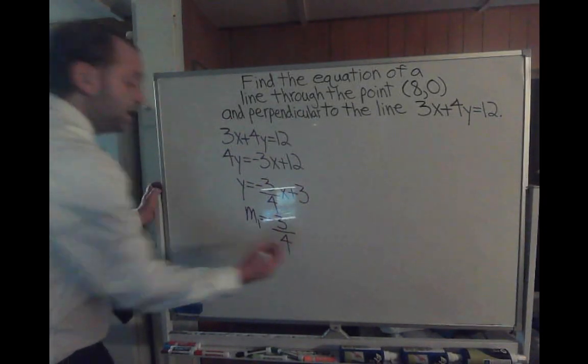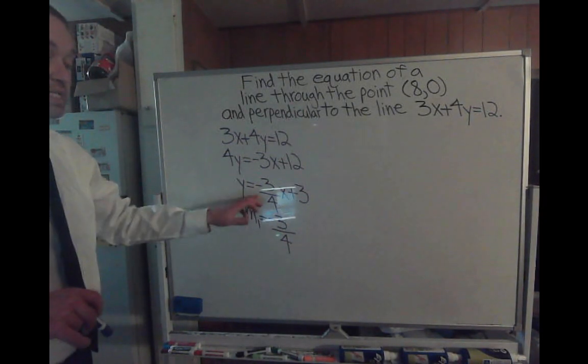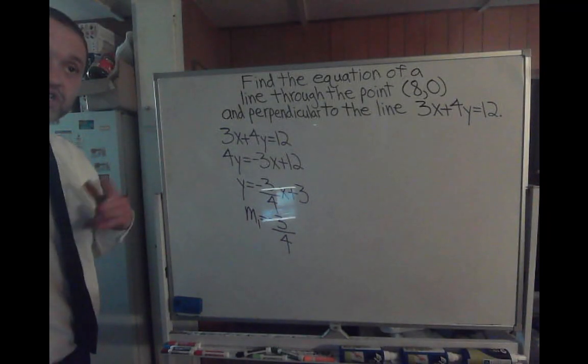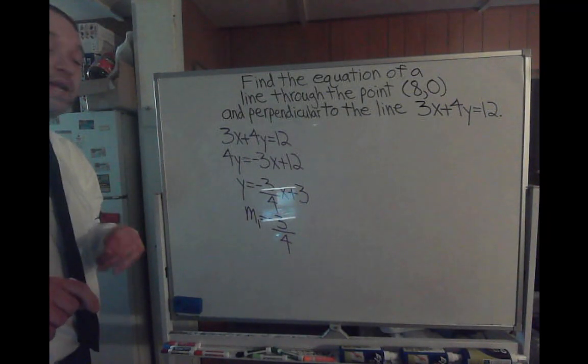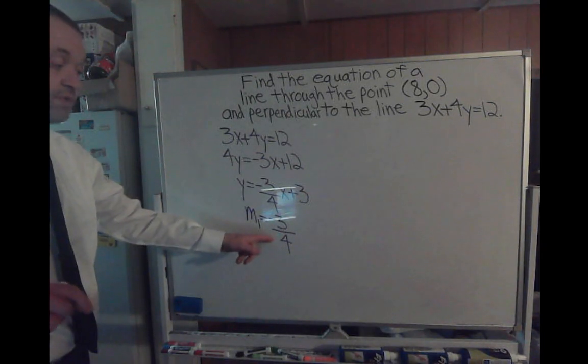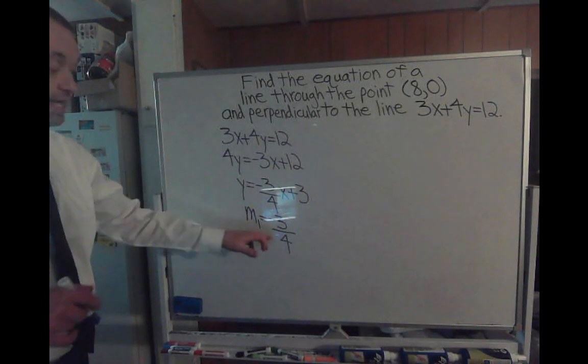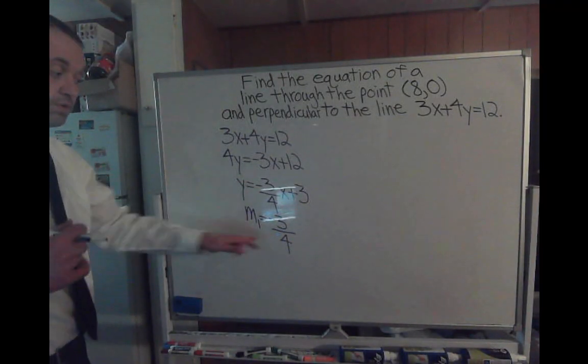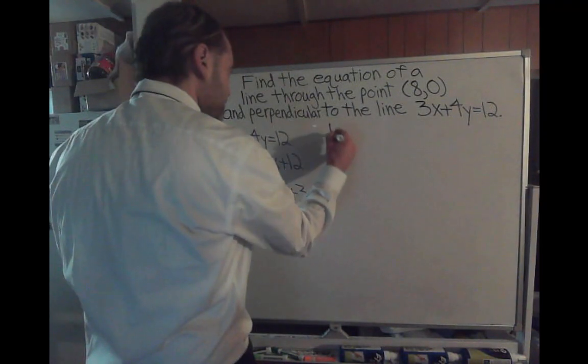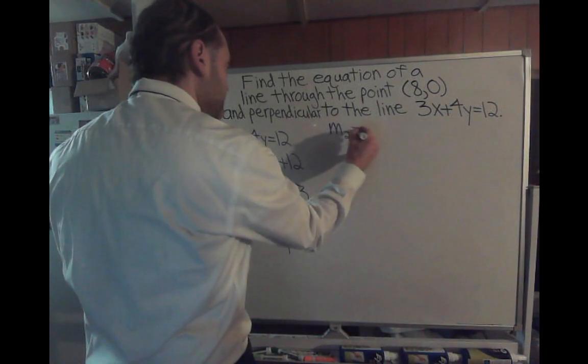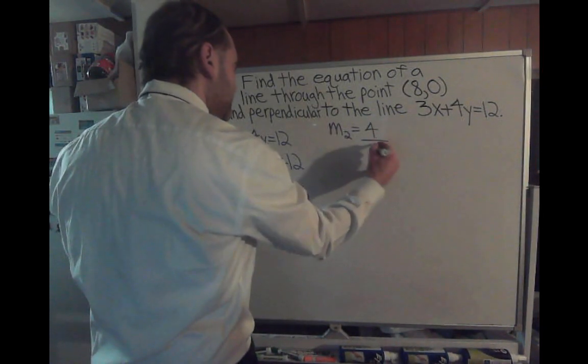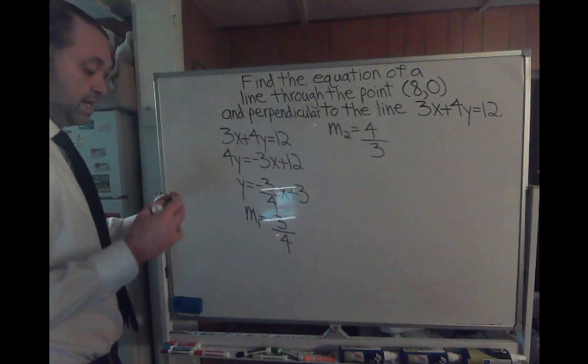If you want to find the equation of a line perpendicular to this line, what's true about the slope of the other line? It has to be the negative reciprocal of this slope. So the negative reciprocal of negative 3/4 would be positive 4/3. So the slope of the line we're trying to find should be positive 4/3.